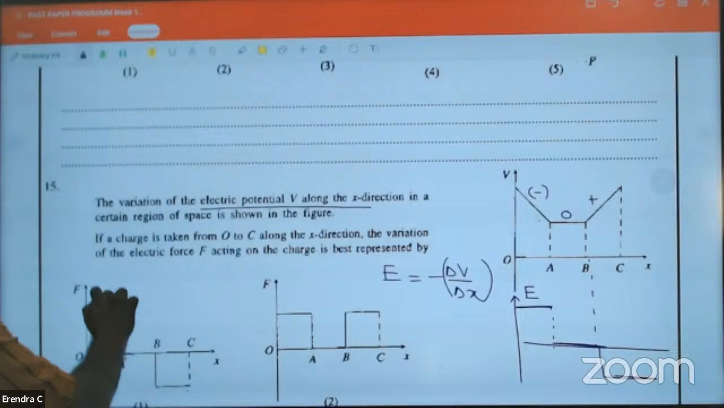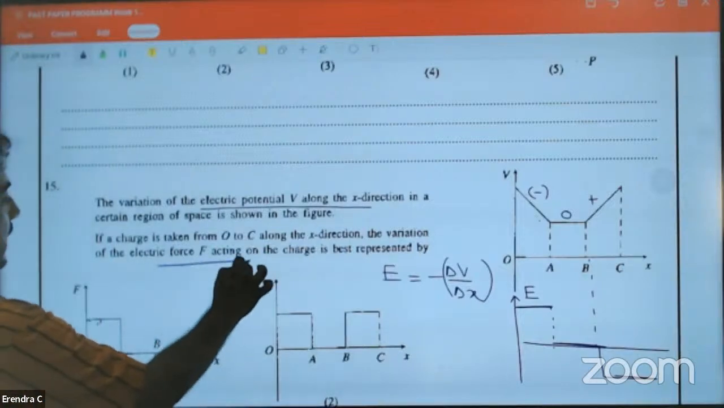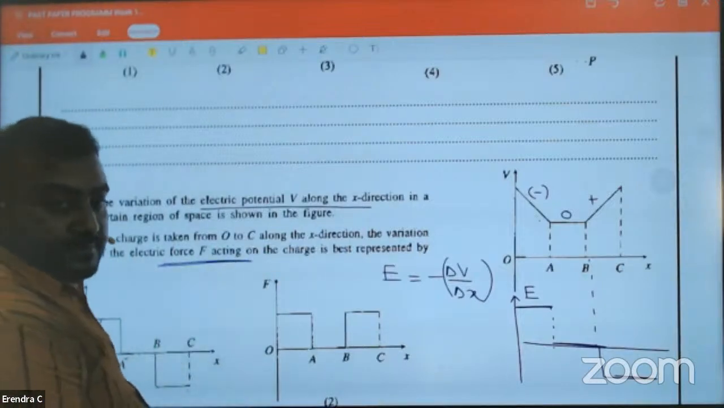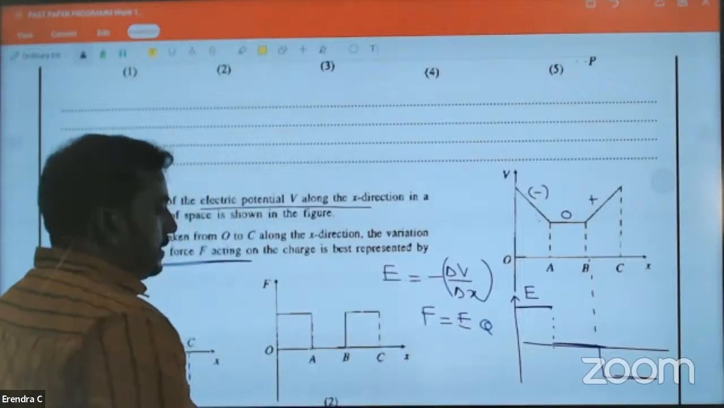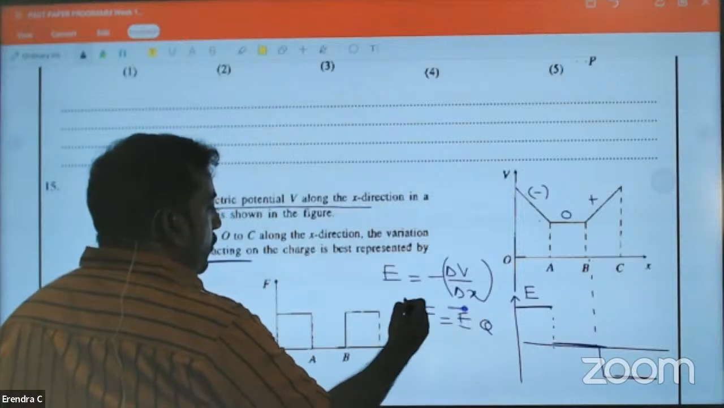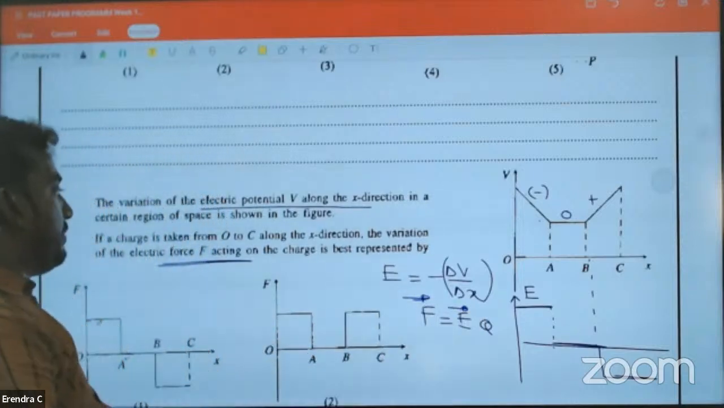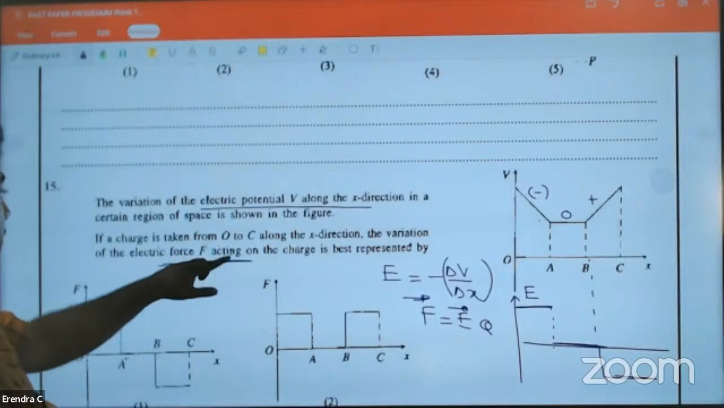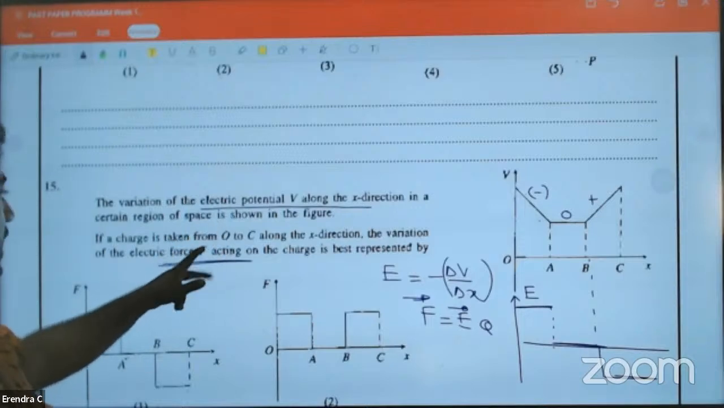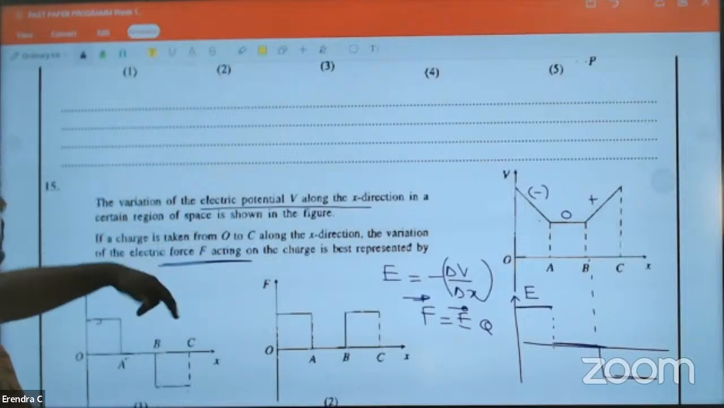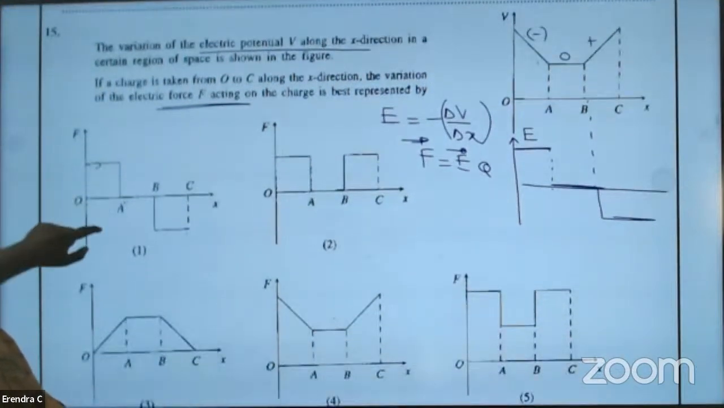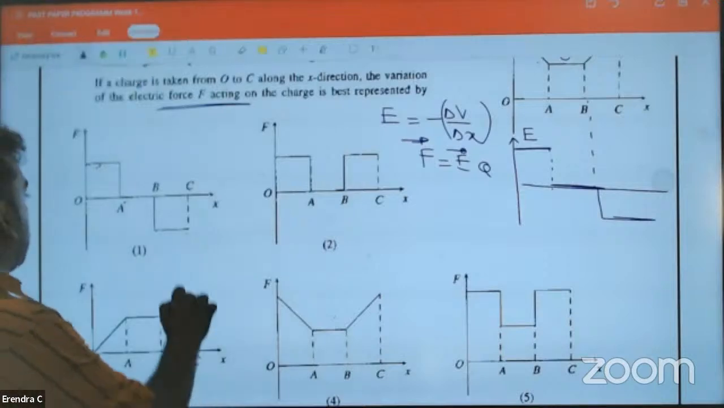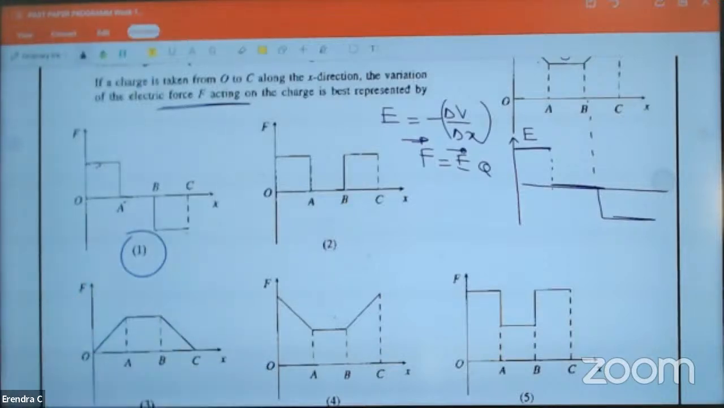Positive, zero, negative. They're asking the force acting on the charge. Be careful. F is equal to EQ. E direction and force direction both should be the same if it's a positive charge. Have they said what charge? Positive charge. Take it as positive, then the variation is similar. Similar means this is your answer.